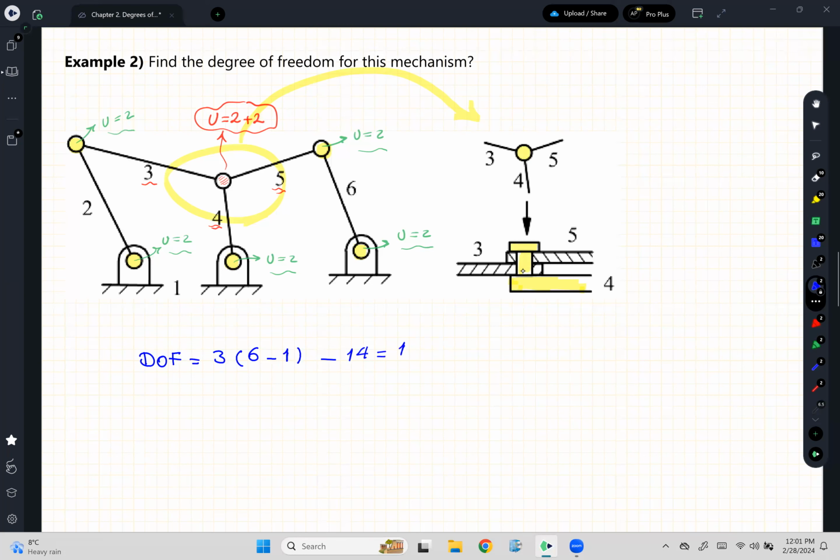It gives me 1. So this mechanism has only 1 degree of freedom. Good news, if I know this omega 2, I can find out, for example, what is omega 6 later, of course. The moment we know omega 2, we can learn about omega 6 and omega 4. We don't need them. We can find them just using this mechanism.